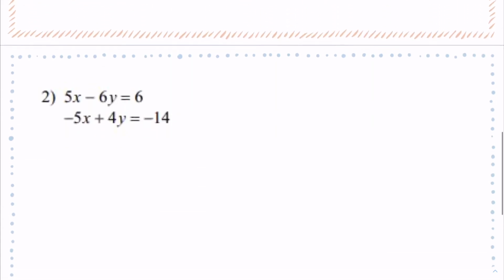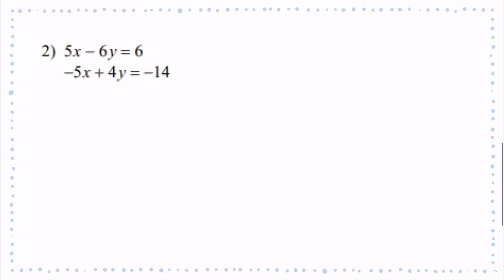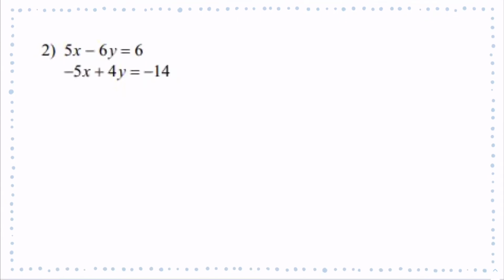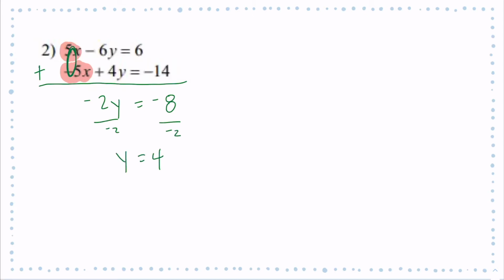Okay, let's pause the video and try this one on your own. Okay, looking at this system, we're looking for additive inverses. Okay, so we have 5x and negative 5x. It's the same term, different signs, so when we add our equations, 5x plus negative 5x simplifies to 0. Negative 6y plus 4y gives us negative 2y. And 6 plus negative 14 gives us negative 8. Then we divide both sides by negative 2 to get y equals 4.